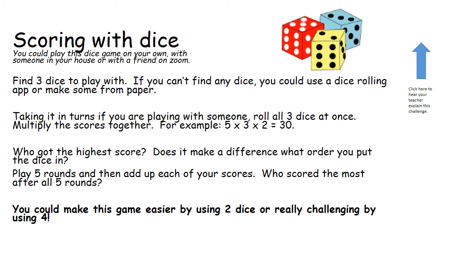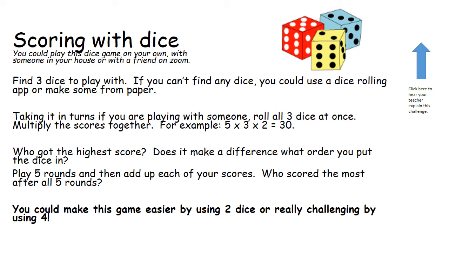When you've both had a go, see if you can work out who got the highest score. Does it make a difference what order you put the dice into? So if you had a 5, a 3 and a 2, we've just worked out 5 times 3 times 2. Does it make a difference if you mix those numbers up and we have maybe 2 times 5 times 3? Would you still get 30 or would you get something different? So have a go at playing around with that a little bit.